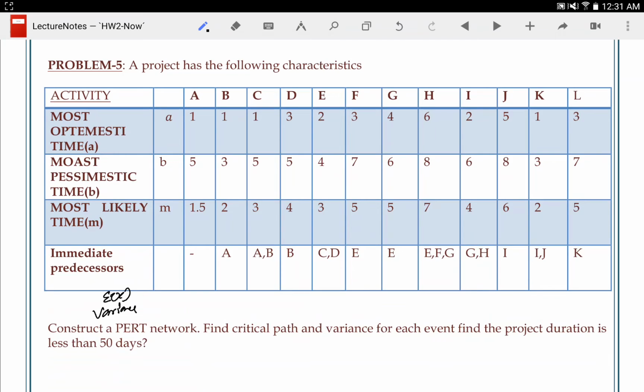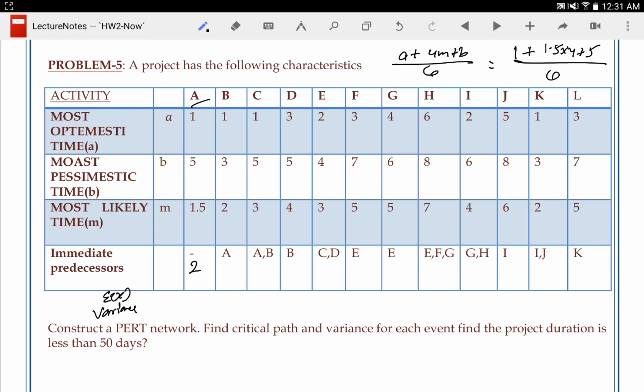To find the expected value, get the same, A plus 4m plus b divided by 6. For the first question, for the first activity A, it comes out to be 2, because 1 plus 1.5 times 4 plus 5, so 1 plus 6 plus 5, that is 12, divided by 6. 12 divided by 6 is 2.